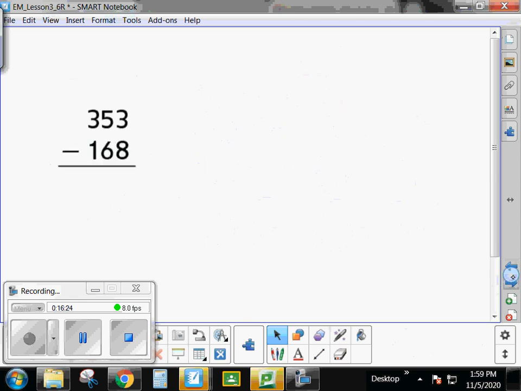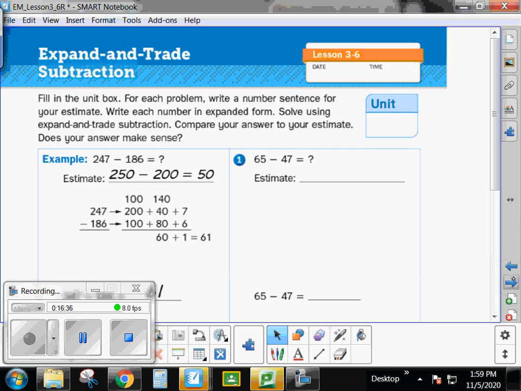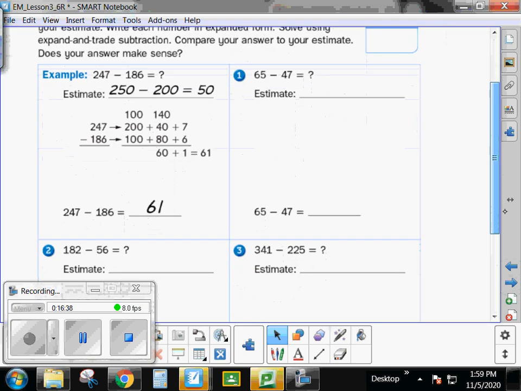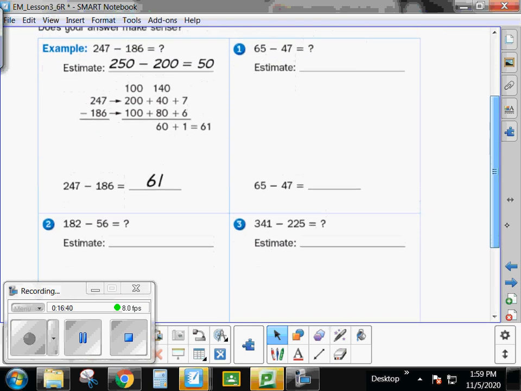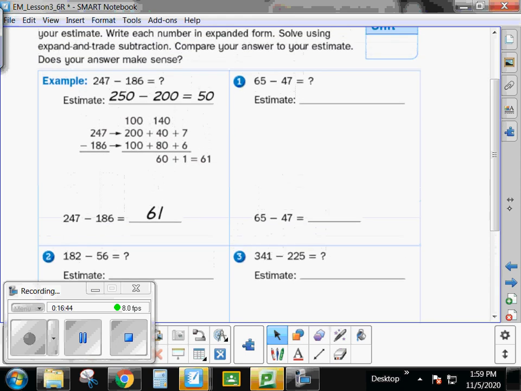All right, let's go ahead and get out your workbook and turn to page 75. So pause the video so you can get yourself together. All right, so they showed you an example there, which is exactly what we've been doing. And now let's go ahead, let's do number 1 together. And then I'm going to let you go off and do number 2 and 3 on your own.